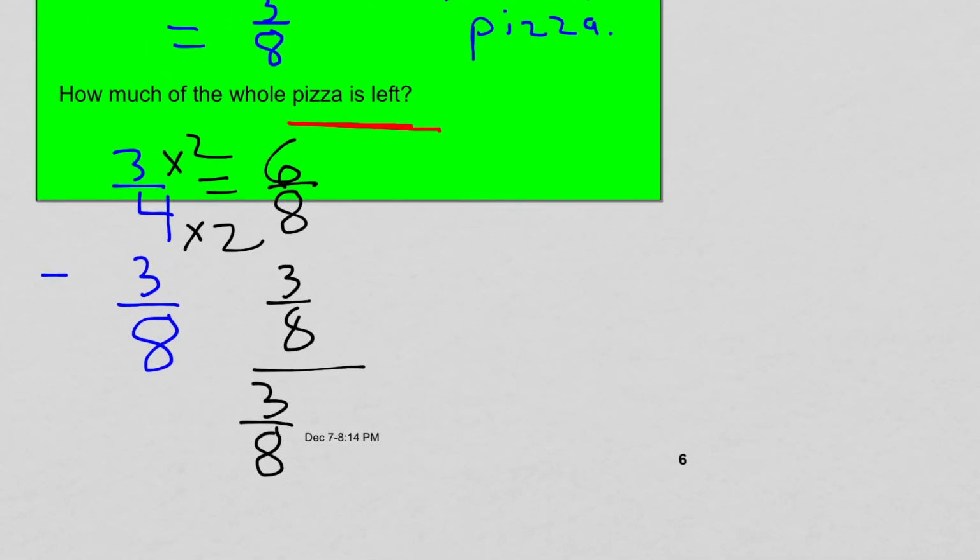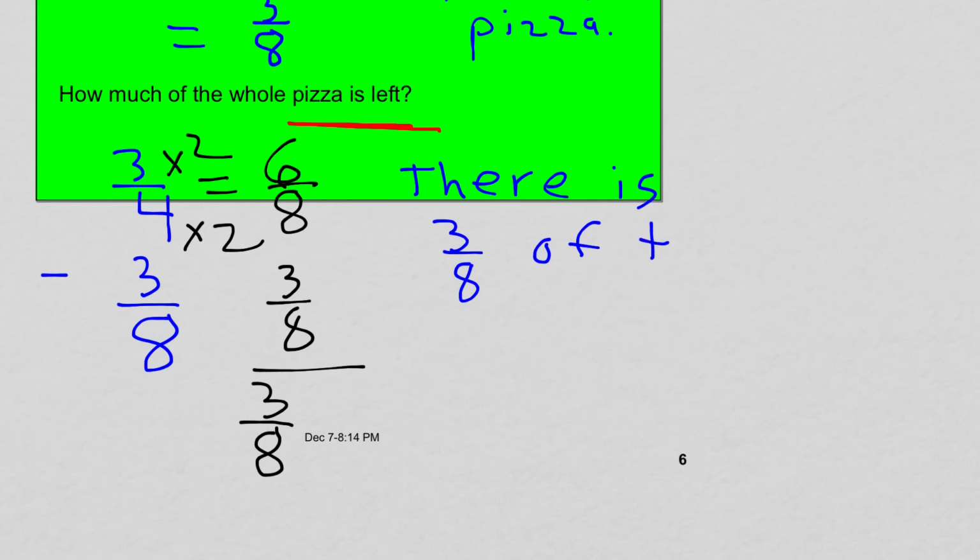So she ate 3/8 of the pizza. That's how much she ate. And then there's 3/8 left. It's just a coincidence. So there is 3/8 of the pizza left. If you think about it, she ate 3/8. There's 3/8 left. That means that that's 6/8, and that's what we started out with in the problem, was 3/4, right? So beforehand, they had eaten 1/4 of the pizza.